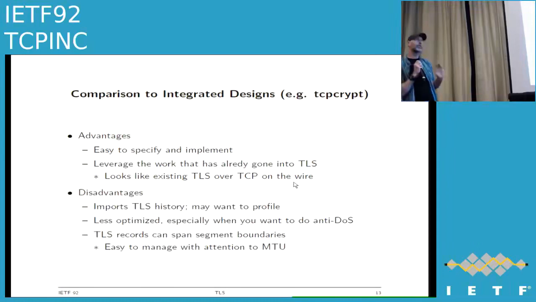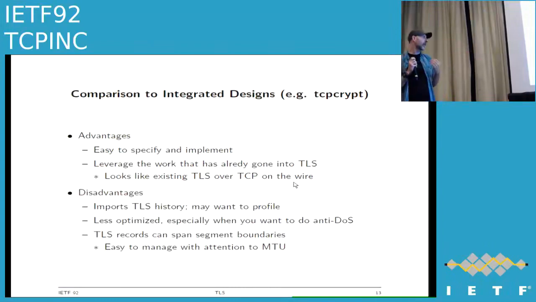As I said, it looks like existing TLS over TCP on the wire. While I'm sensitive to Brian's concern about our lack of data, the available data we do have suggests that, to the extent people do stateful inspection, they're willing to tolerate TLS better than most other things. Big disadvantages: you're importing all of TLS, you're importing the history, and some profiling will be needed, and that's necessarily the case.